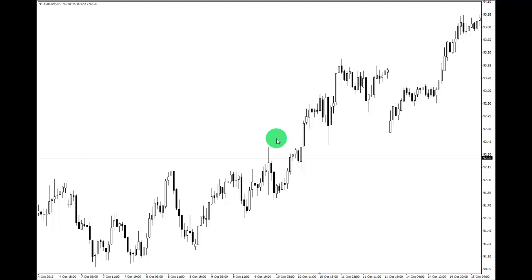Okay, you want to have an idea of what you're anticipating and then trading in line with that anticipation. So with that, guys, I wish you good luck and good trading.